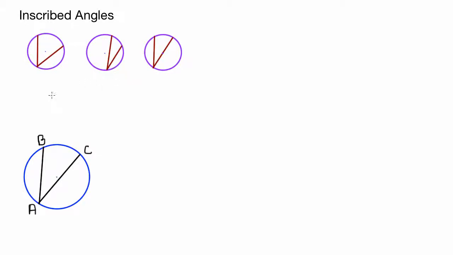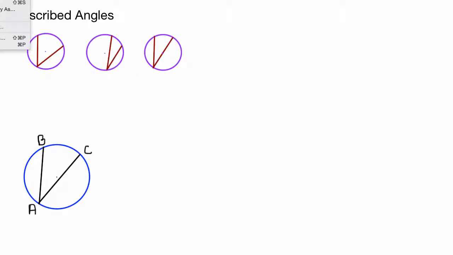Okay, so what do we notice about these 3 angles? What do they have in common? Well, I can see right here that for all of the angles, the vertex of the angle is on the circle. Yeah, in every single case, the vertex of the angle is on the circle. And I also notice that the sides of the angle in every single case are chords of the circle.